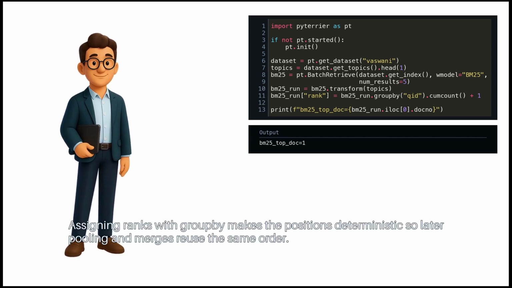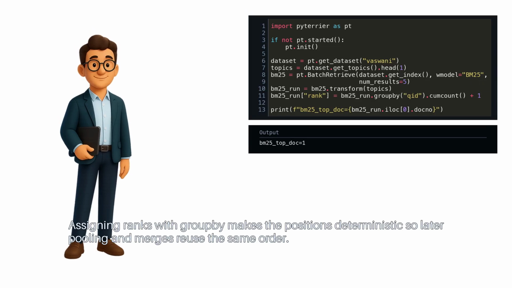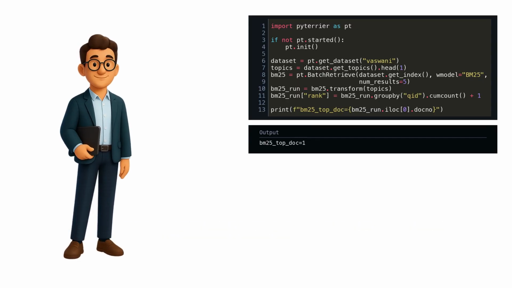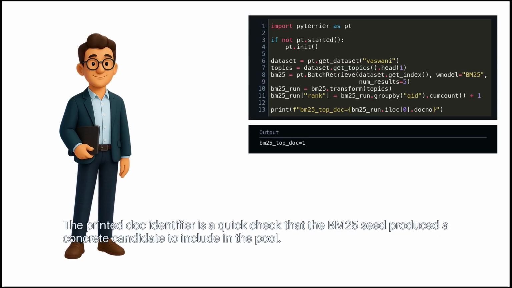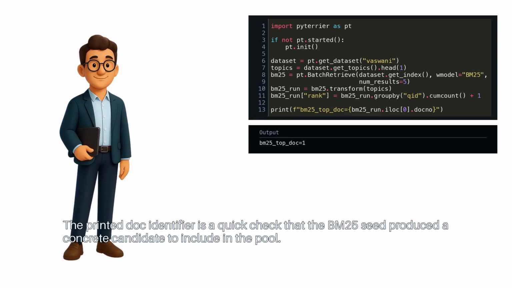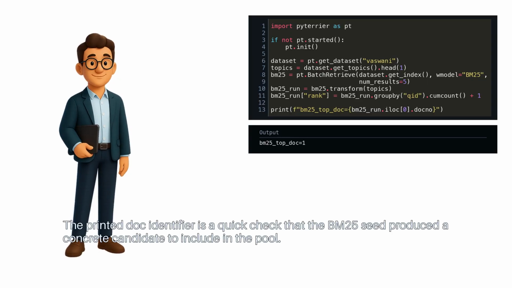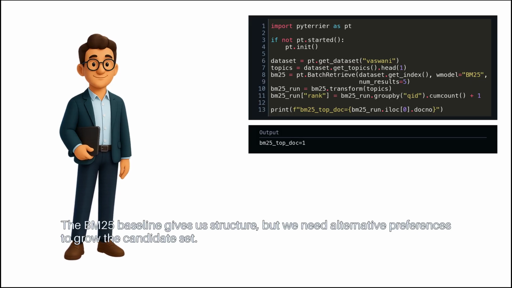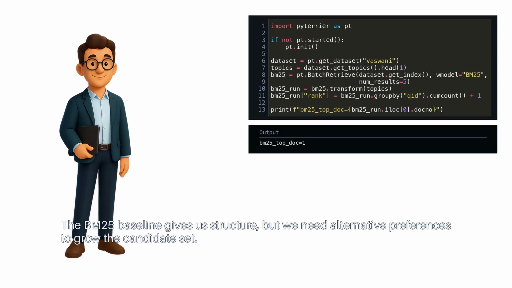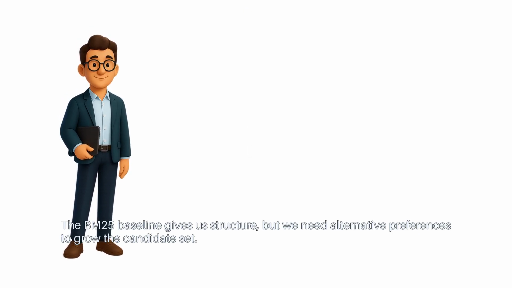Assigning ranks with group by makes the positions deterministic, so later pooling and merges reuse the same order. The printed doc identifier is a quick check that the BM25 seed produced a concrete candidate to include in the pool. The BM25 baseline gives us structure, but we need alternative preferences to grow the candidate set.